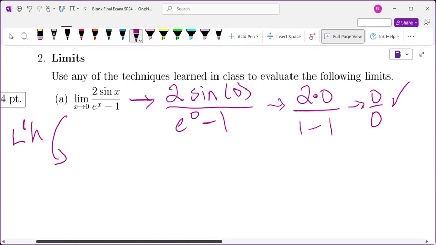But I need you to at least write the 0/0 step. Maybe some work in between if it's not immediately obvious to you that it's 0/0.